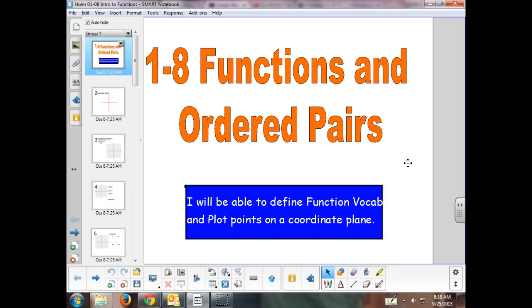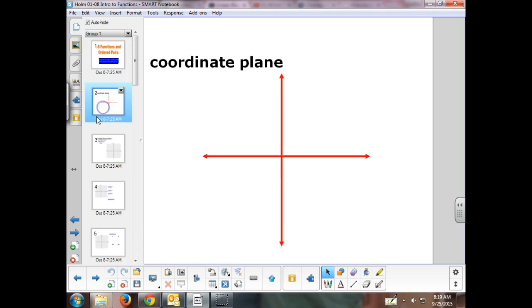So, learning targets. After this, you'll be able to define function vocabulary and plot points on a coordinate plane. Hopefully, this is review for you. Please draw and label a coordinate plane, and I'm going to press pause. Put everything on here that you know about graphing a point, graphing an ordered pair. I'm going to do it quietly, and you guys try not to.